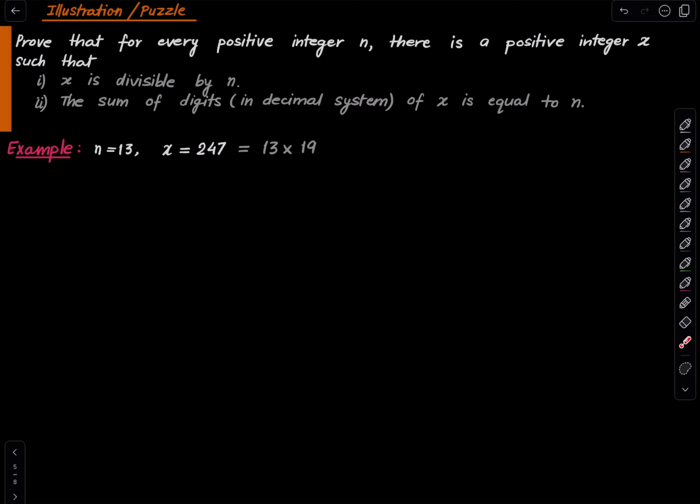When I wrote 247, I meant that it is written in the decimal system. Usually when we write numbers, we don't mention it, and I didn't mention it. But what it really means is 2 times 100 plus 4 times 10 plus 7. That's what this number means. So this is what we want to do.